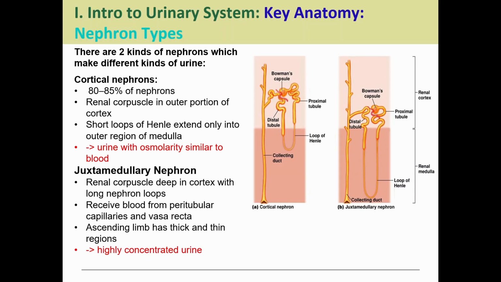This is going to be most of your nephrons. Then the juxtamedullary nephrons, this is where that long nephron loop dives deep down into the medulla in comparison. So we see, like up here, most of that loop of nephron is still in the cortex with just a little section down in the medulla. Over here we see pretty much that entire loop going down into that medulla. And so these guys are going to be producing highly concentrated urine.